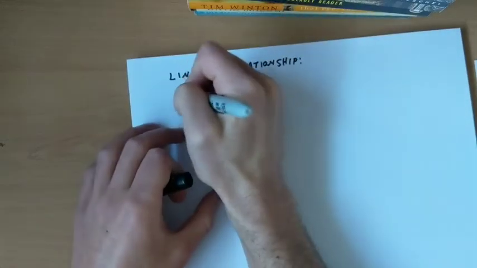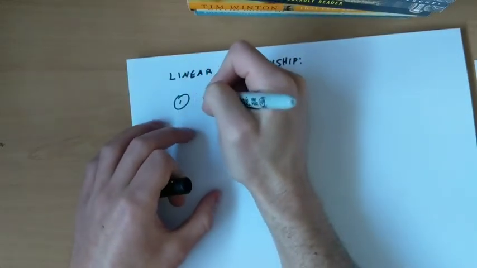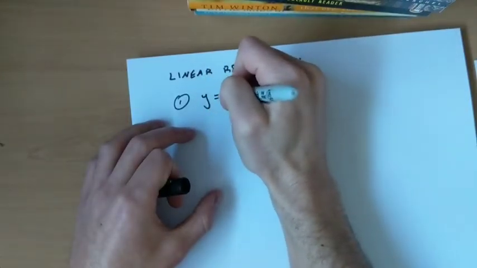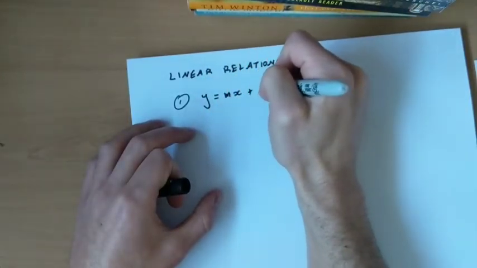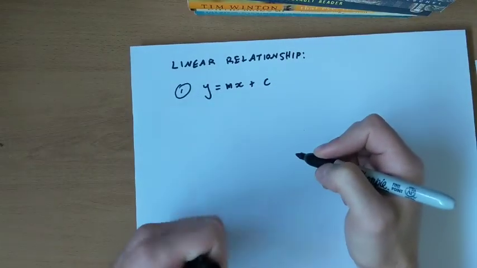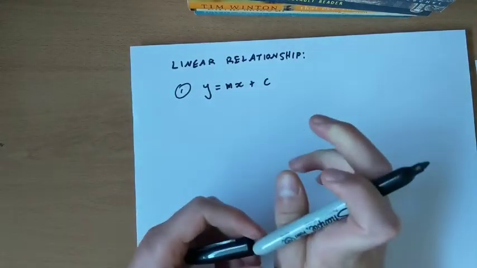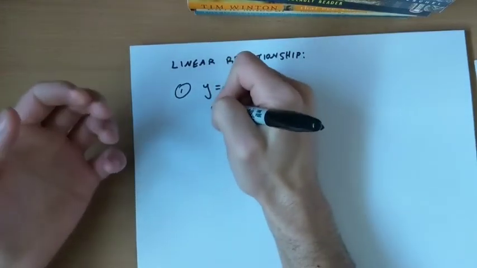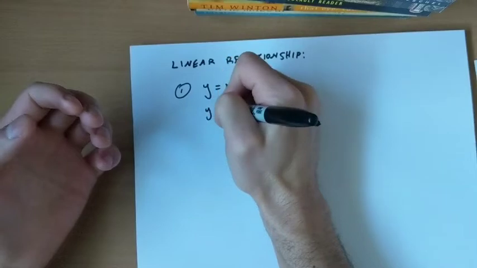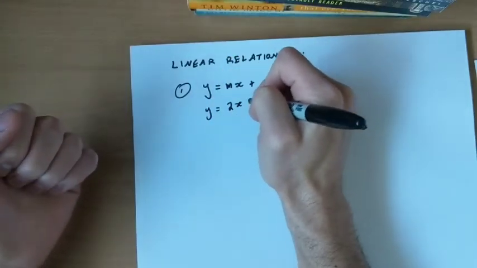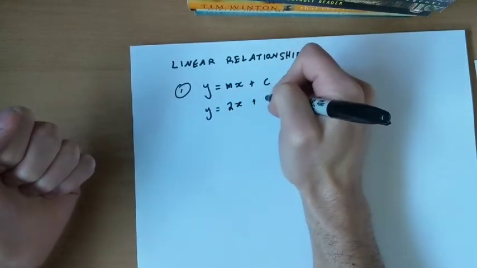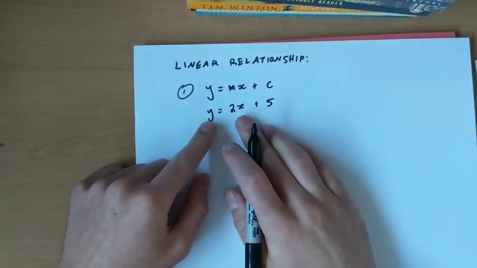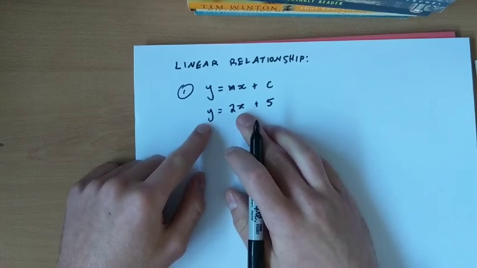The first way we spoke about was in terms of a rule, an equation that follows the format y equals mx plus c. So for example, I might have a relationship between two variables y and x such that y equals 2x plus 5. And that follows that format, so that means that our variables x and y are in a linear relationship.